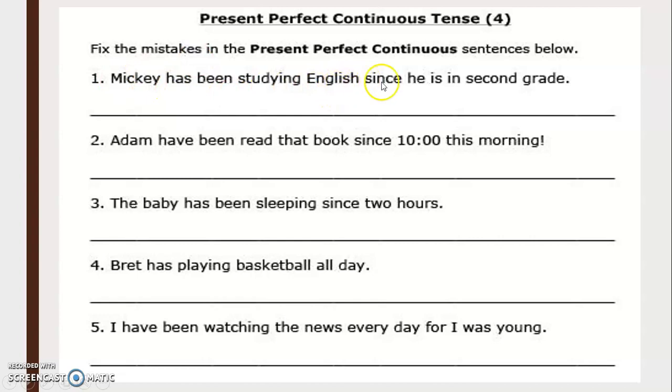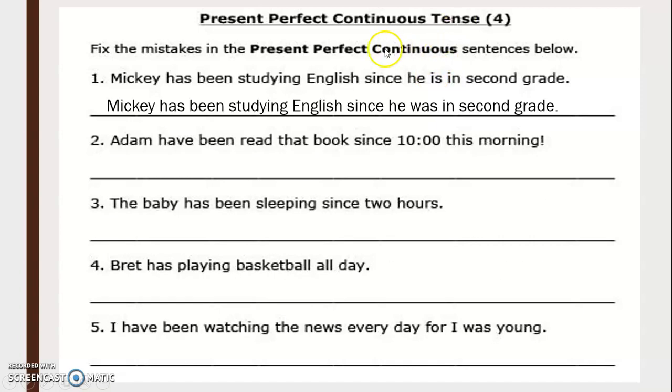English, since. Okay, since, let's look here. After the word since, we have to use past tense. So: he is in second grade. The mistake is here because is is used in the present tense. In the past tense, we use the word was. So the answer would be: Mickey has been studying English since he was in second grade.